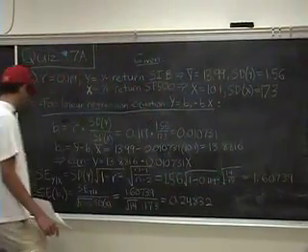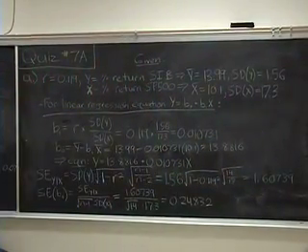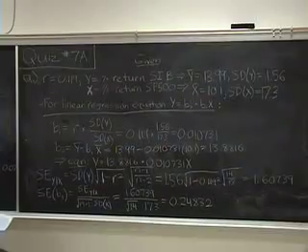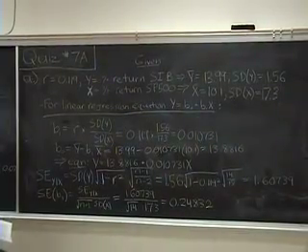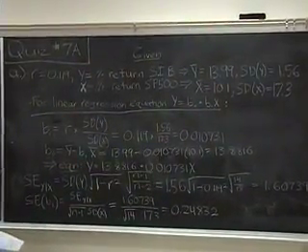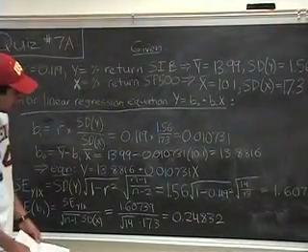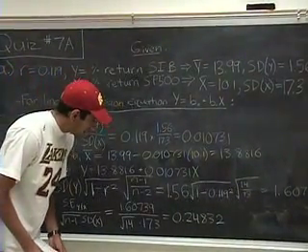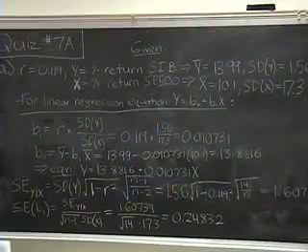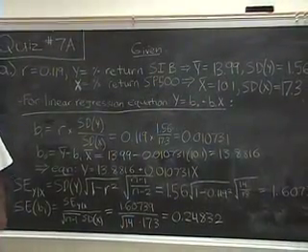and you get 1.60739. And now you need to find the SE of B1, which is SE of Y given x over radical n minus 1 times SD of x. You plug it in, you get 0.24832.